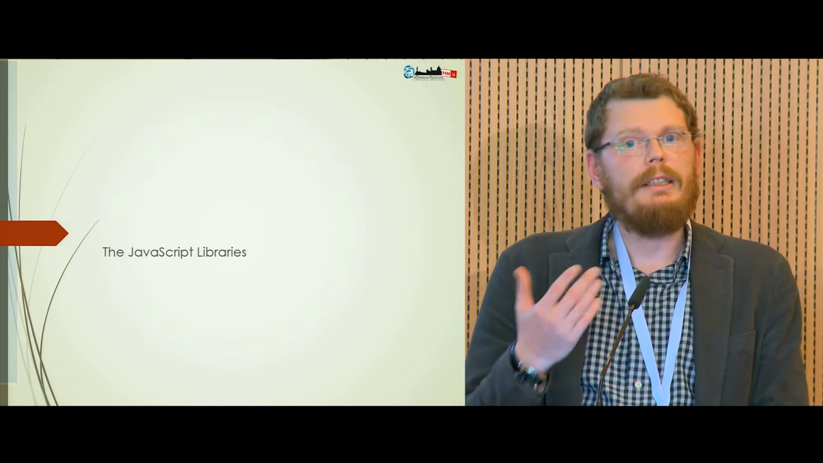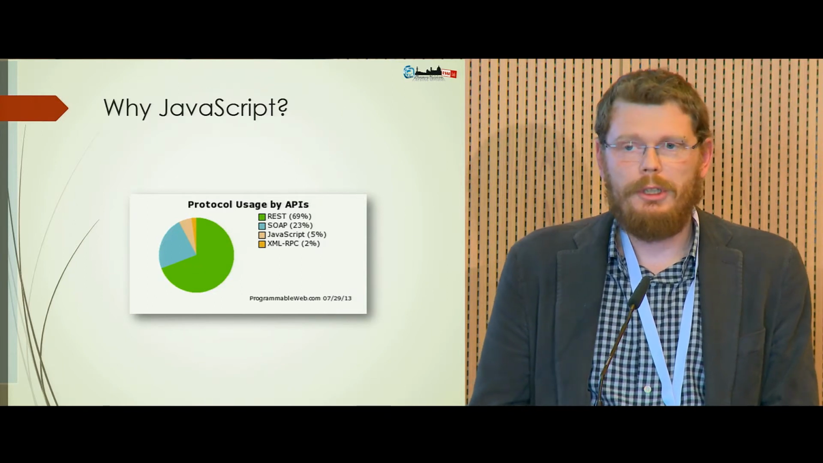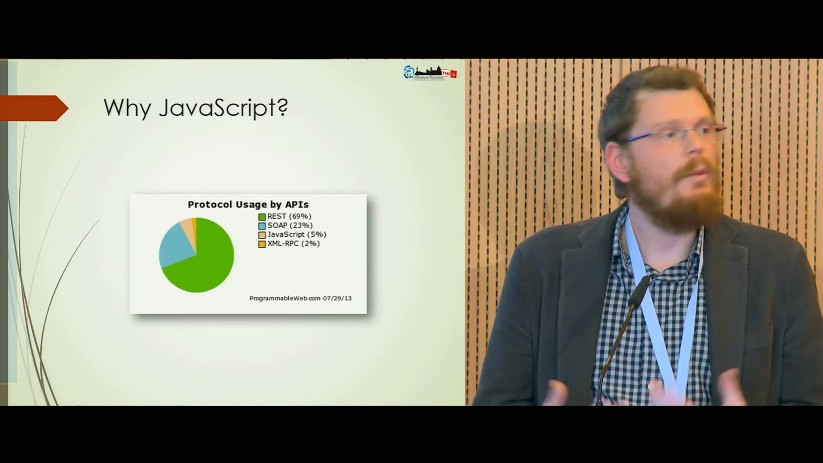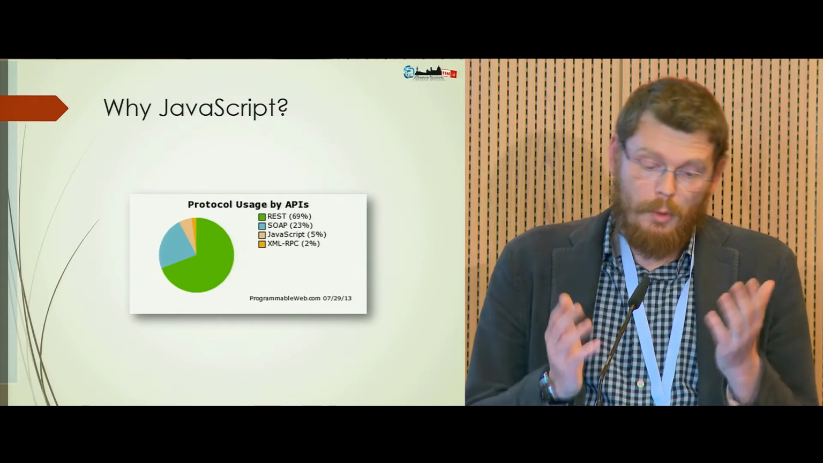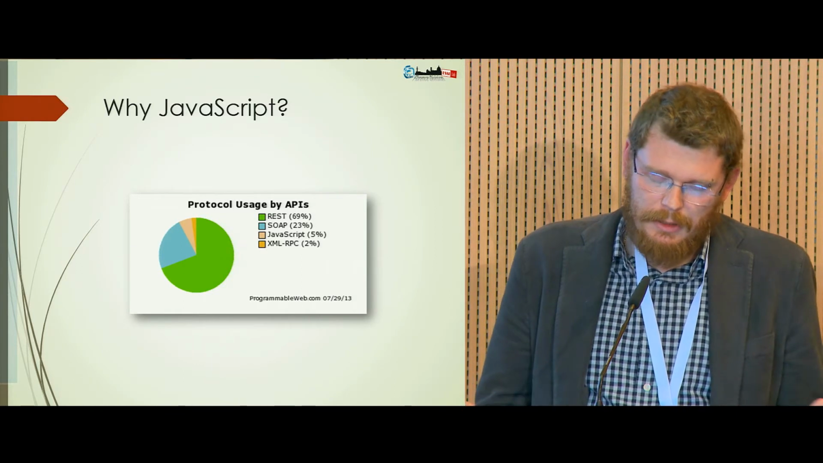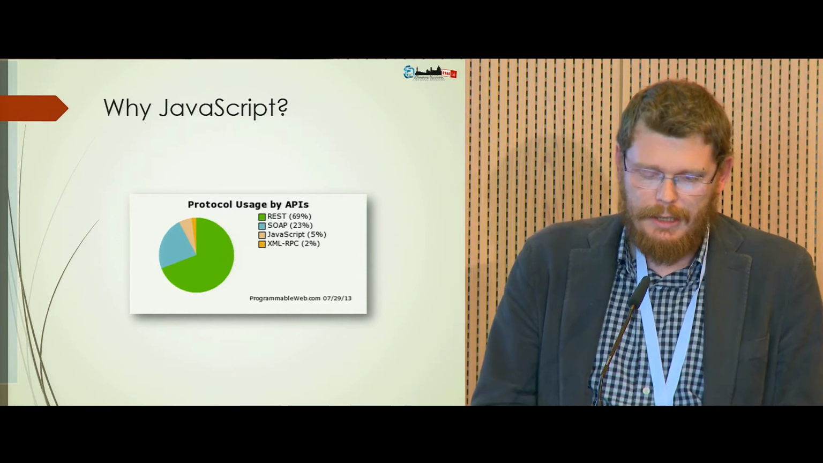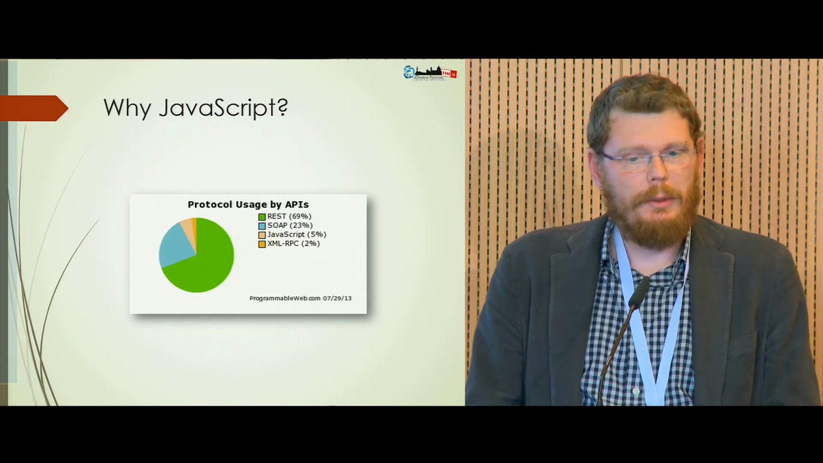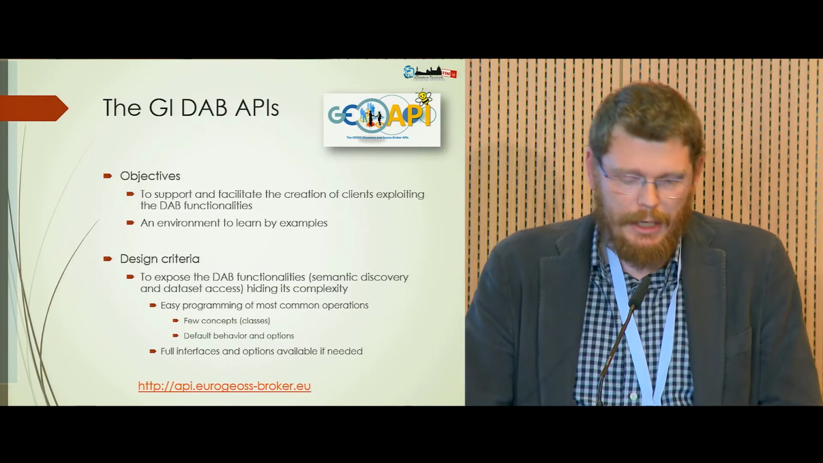Then we have a set of JavaScript libraries. This programming language was chosen in order to enable an easy way of building web applications connecting to the Discovery and Access Broker. So why JavaScript? Because it turns out that the REST APIs are provided by the DAB, the SOAP APIs as well, and JavaScript is one of the most widely used programming languages for web applications.